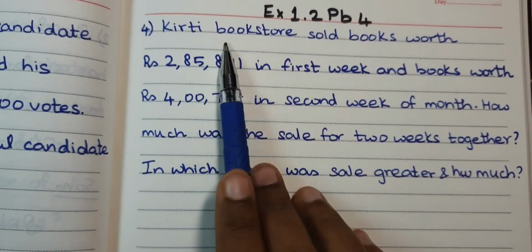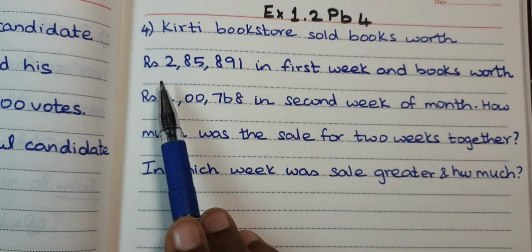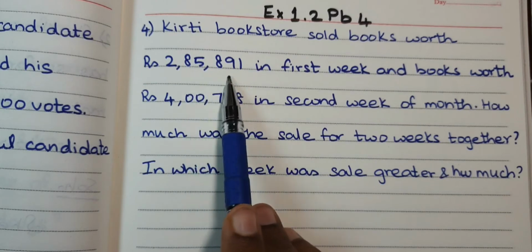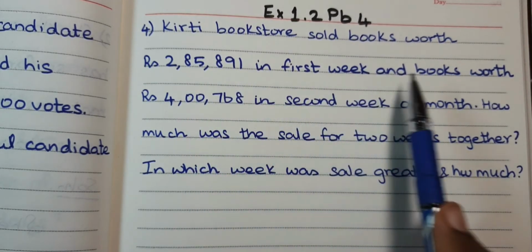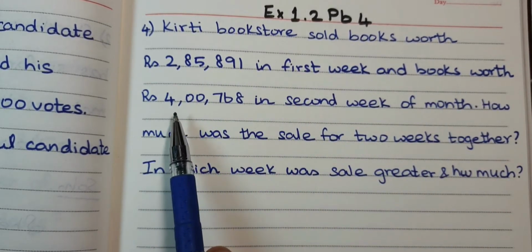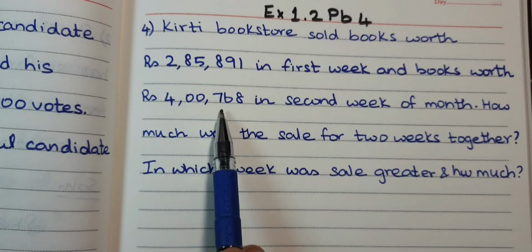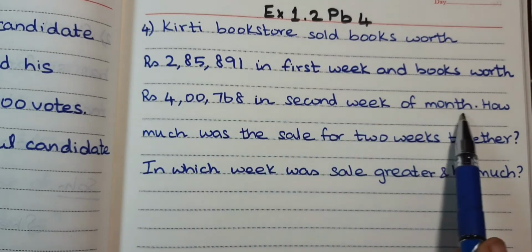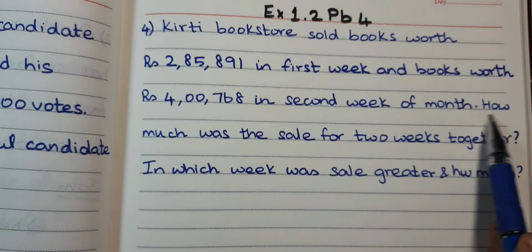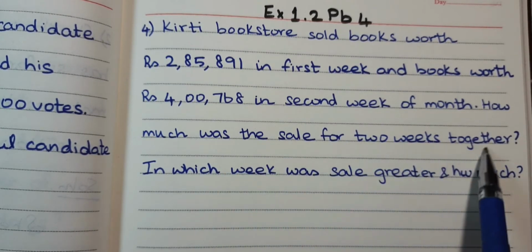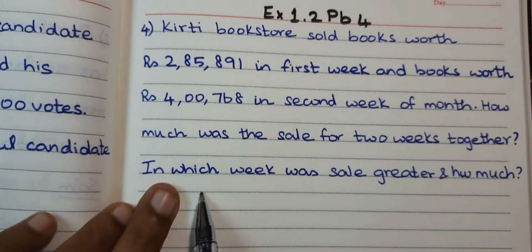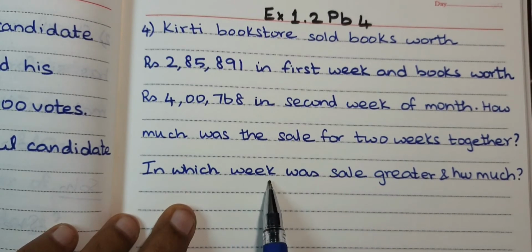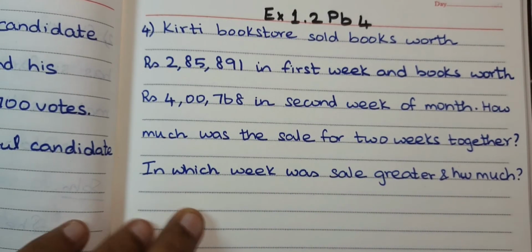Problem 4. Kirti bookstore sold books worth rupees 2,85,891 in the first week and books worth rupees 4,768 in the second week of the month of June. How much was the sale for the two weeks together? In which week was the sale greater and by how much? Two questions they have asked.